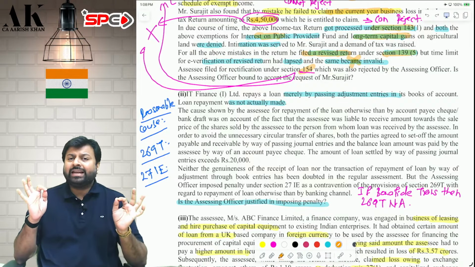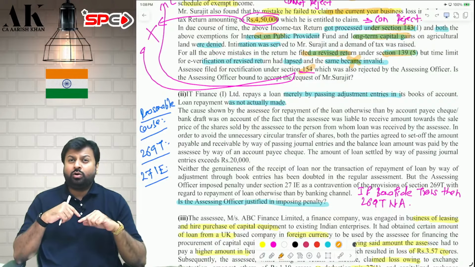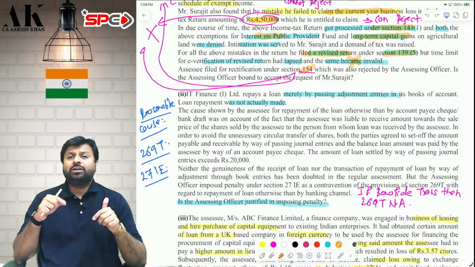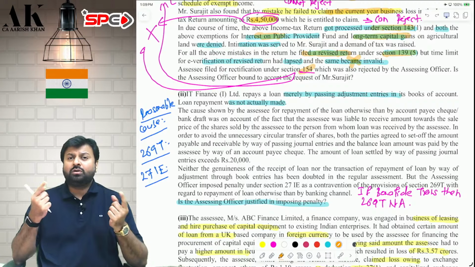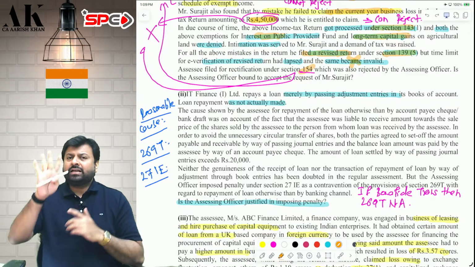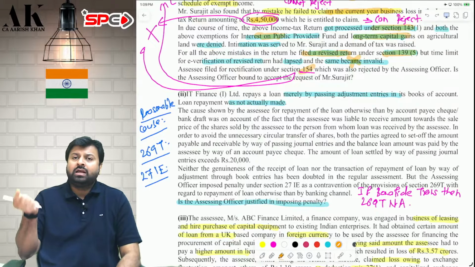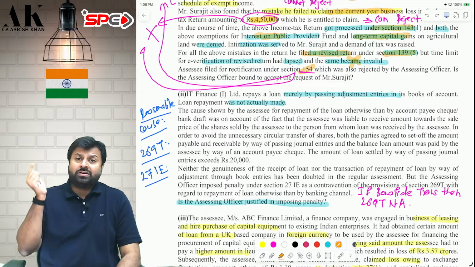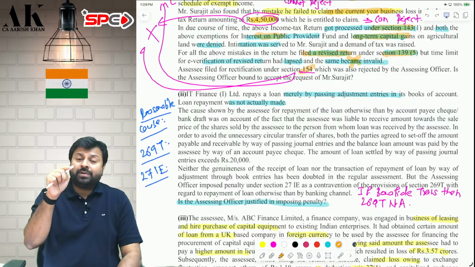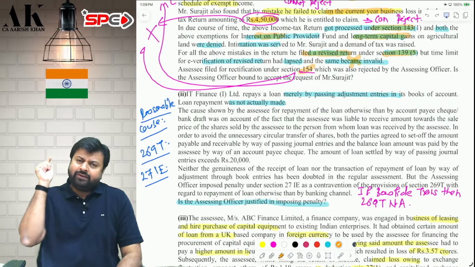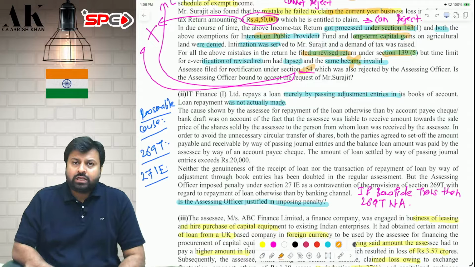See, in 269SS and 269T, you cannot take a loan of 20,000 or more in cash, and you cannot repay a loan of 20,000 or more in cash. Cash means other than 4 modes you cannot do: account payee cheque, account payee draft, ECS and such other electronic modes. Otherwise, the assessing officer under 271D and the assessing officer under 271E will impose penalty on you and will give you an opportunity of being heard. Will give you an opportunity of being heard and will impose penalty.